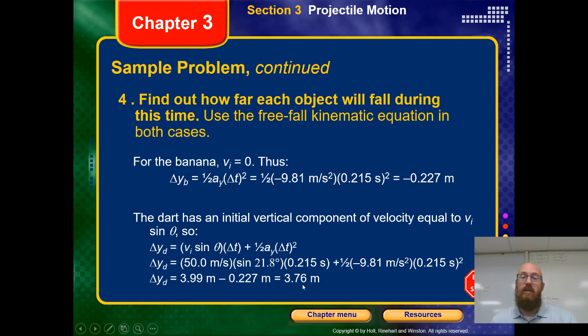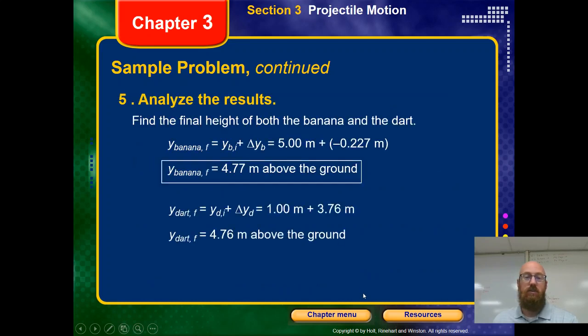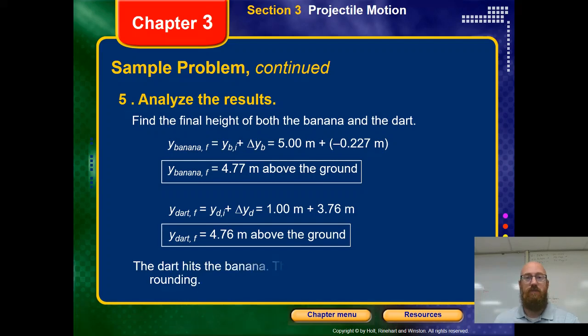3.76. First question, did she hit the monkey? No, she missed the monkey. Second, did she hit the banana? 0.227 and 0.376. I think it's going to be close. They're both 4.7 and 4.76. I would say she hit the banana with a dart. Should be pretty cool to watch, but for tranquilizing a monkey, she's a failure. It happens.